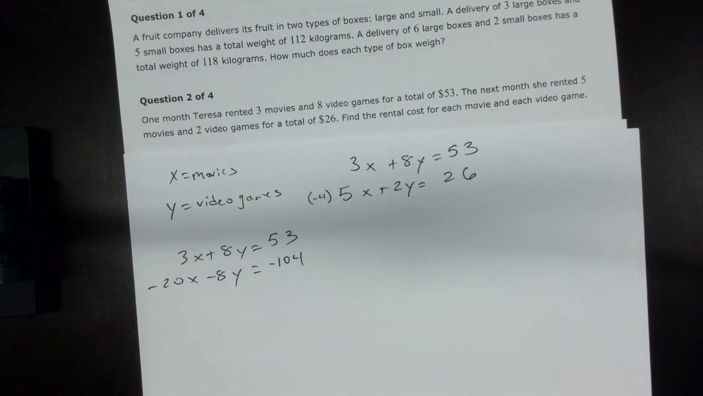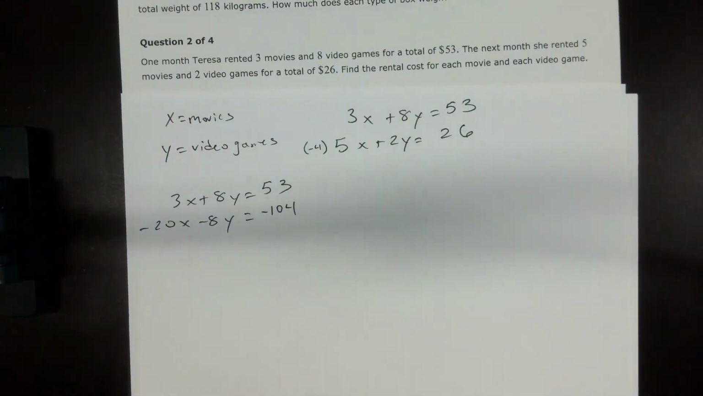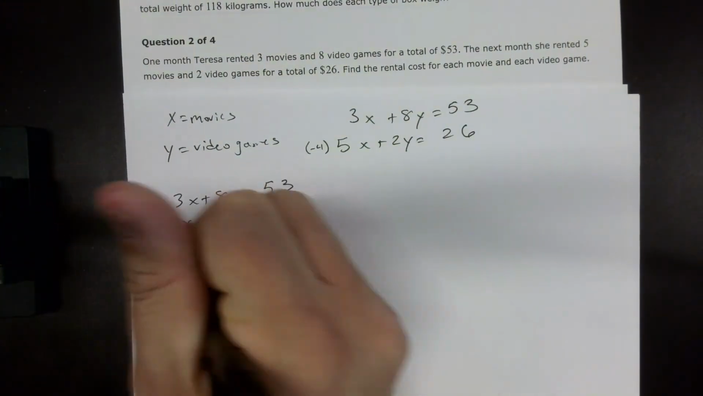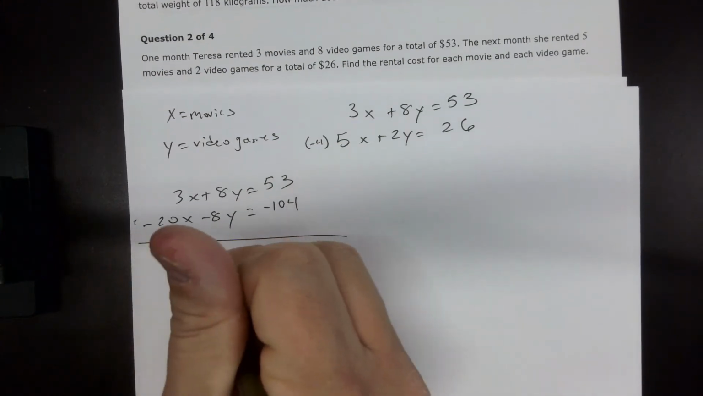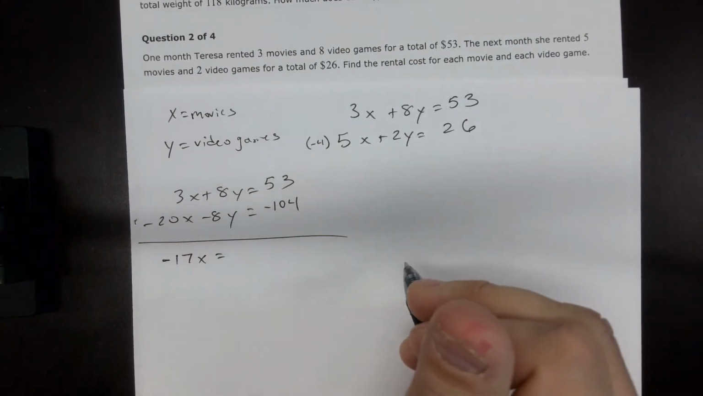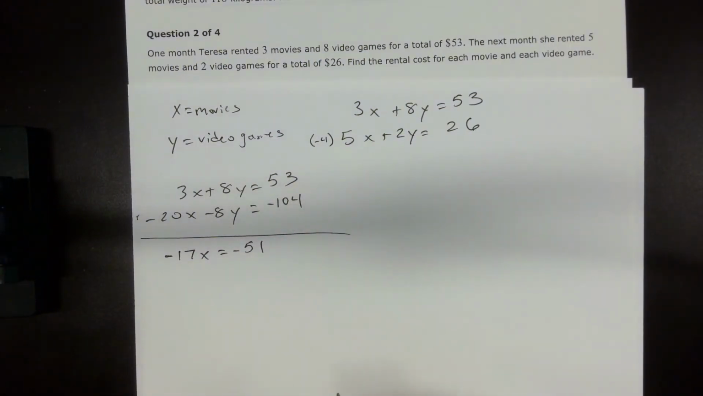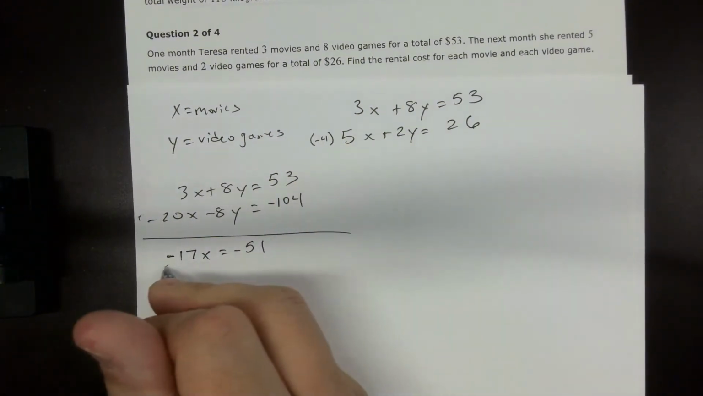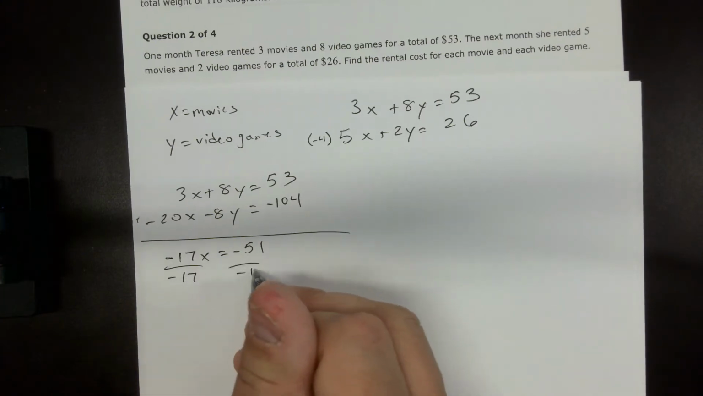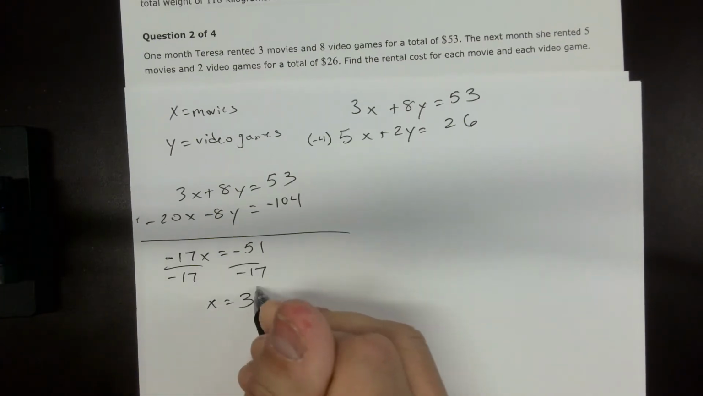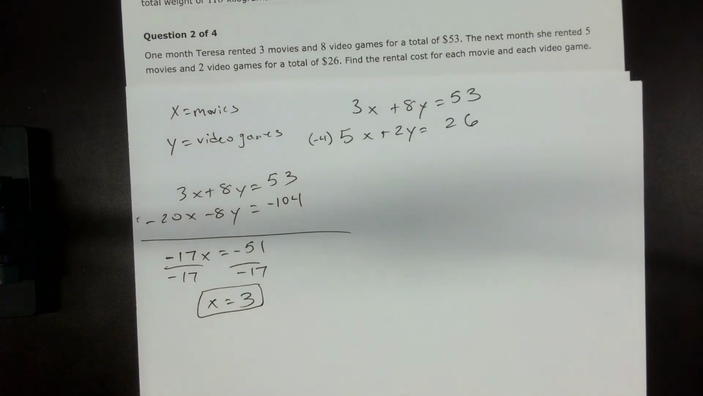Okay, Joey, do we have opposites? So we can add them together. We're left with -17x equals -51. Is that right? It is right. We divide by -17, and x equals, look, that one came out whole. Uh-oh. See that? So what's the cost of movies?